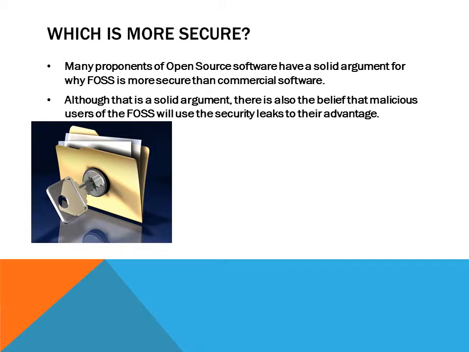Ever since open source software has become popular, there's been a huge debate about which is more secure, open source software or closed source software. Many proponents of open source software have a solid argument for why FOSS is more secure than commercial software. That argument is that since the source code is available for everyone to see, security problems can be seen more easily and changed and edited quickly, allowing the software to be more secure. Although that is a solid argument, there is also the belief that malicious users of open source software will use the security leaks to their advantage and not fix them.